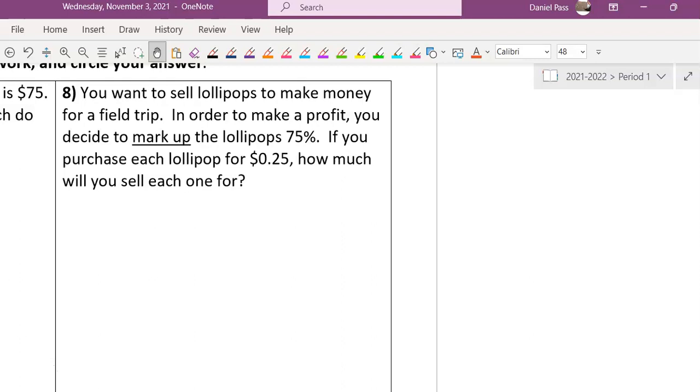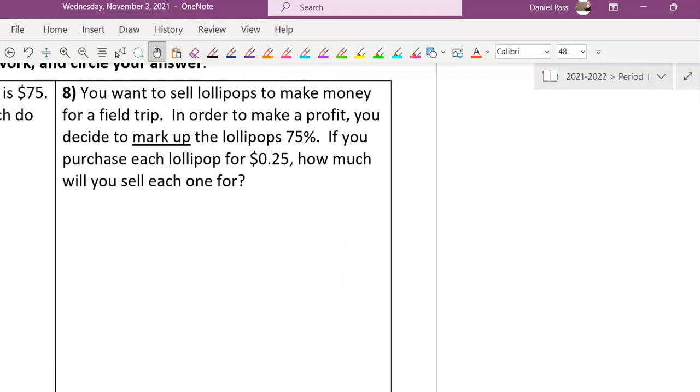You want me to read it? Again, I will read it. You want to sell lollipops to make money for a field trip. In order to make a profit, you decide to mark up the lollipops 75%. If you purchase each lollipop for 25 cents, how much will you sell them for? So you have to divide 75 and 0.25, and that is 3.00.